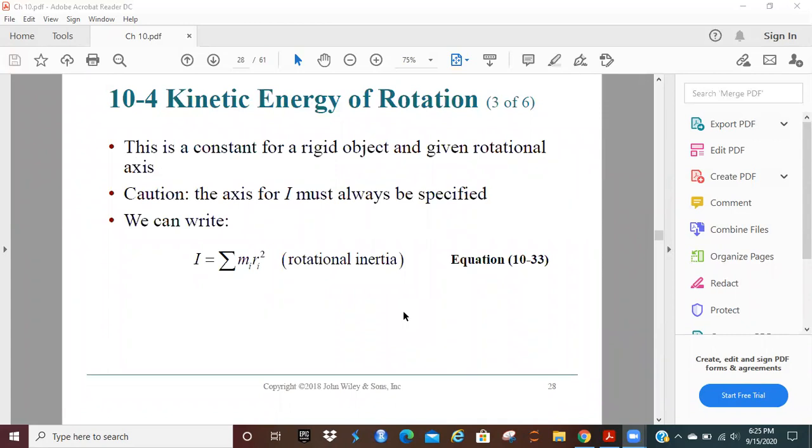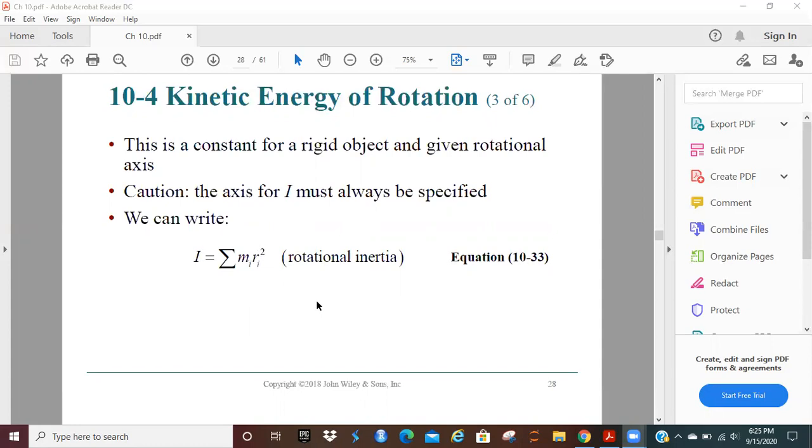So this is a constant for a rigid object and a given rotational axis. And we always need to specify the axis for I, because that's one of the requirements. Otherwise, we can't establish exactly what the radius is. How do you establish the radius if you don't have the axis established? So we can write the moment of inertia, or the rotational inertia, as I is equal to the sum of m sub i r sub i squared. Now that squared term there is going to come into play pretty heavily later on.